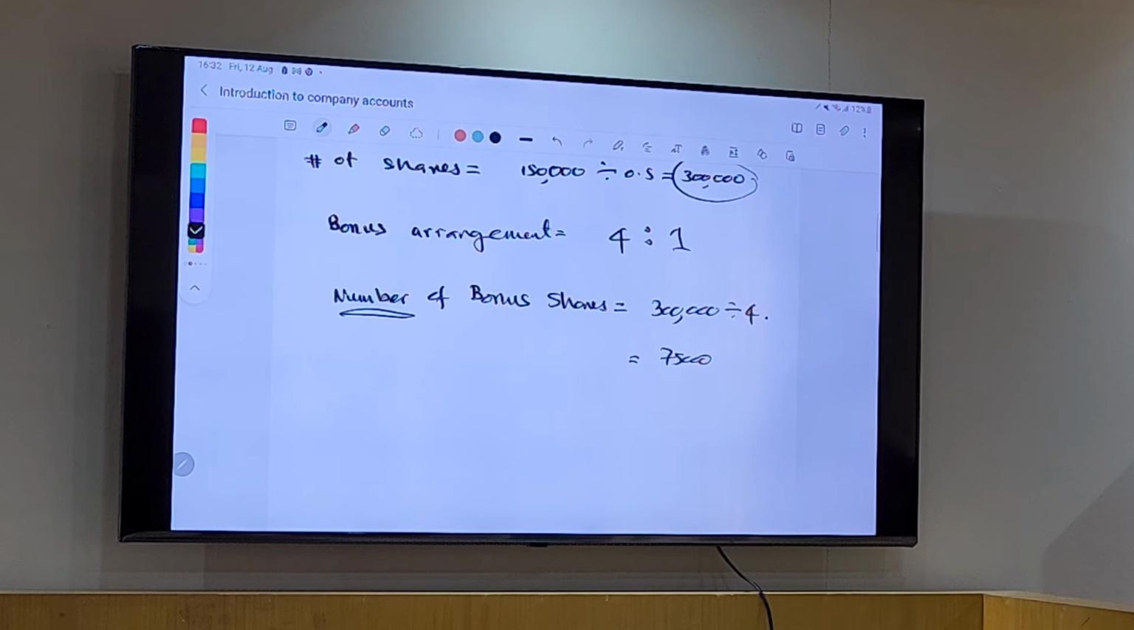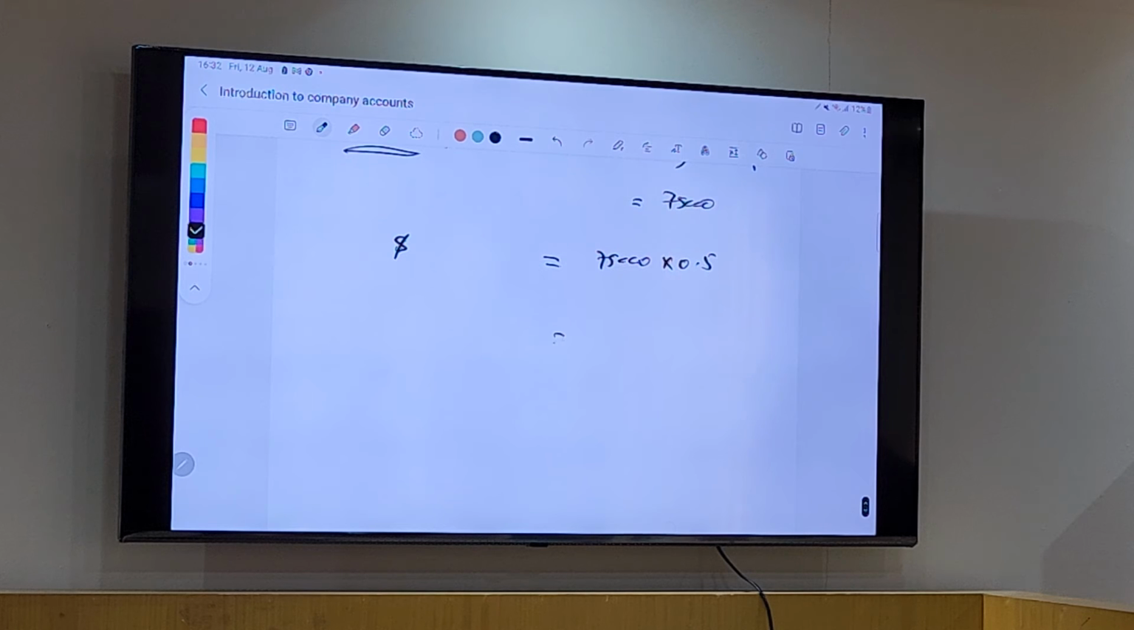Remember, this is the number of shares. Now I need the dollar value of this. For 1 share, what is my par value? 0.5. So 75,000 times 0.5. How much do you get? 37,500 dollars. Now the next step is how we capitalize this, or how we do the double entry.